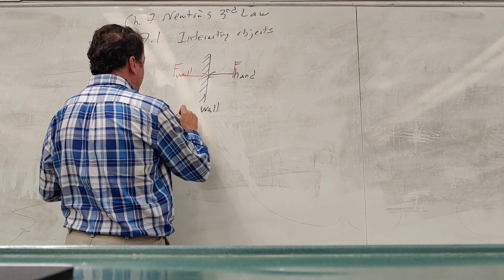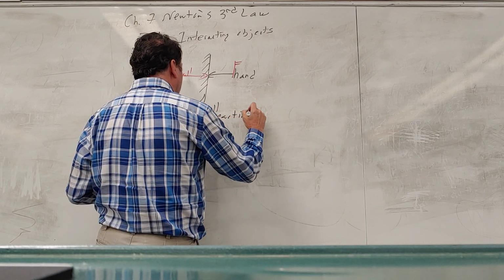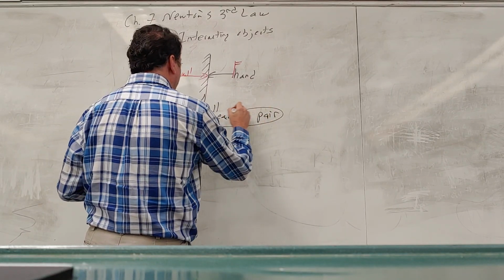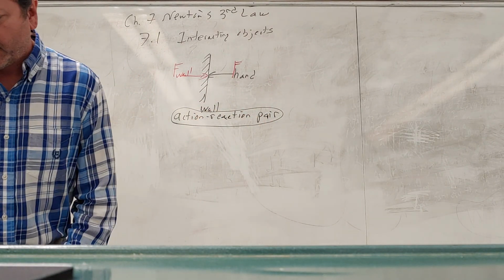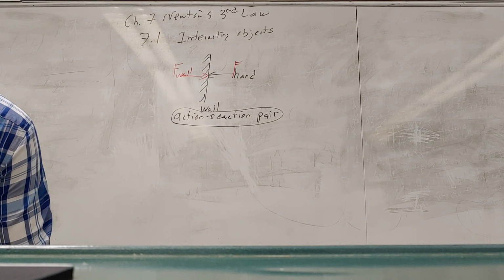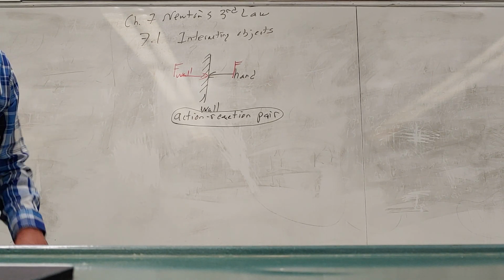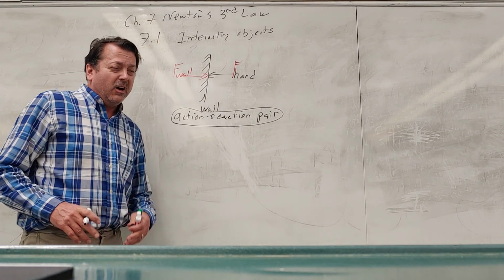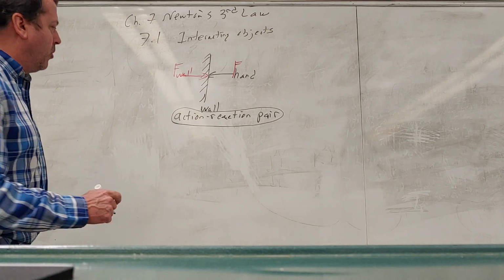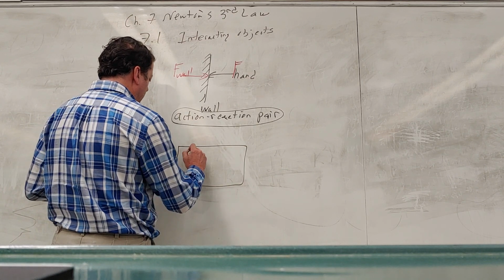This is known as an action-reaction pair. Now, we'll get into how this affects things here in a little bit. The book goes into, honestly, a little more detail than I like on 7.1 and 7.2 about these action-reaction pairs. What's important to know in these action-reaction pairs, basically, here's a system.